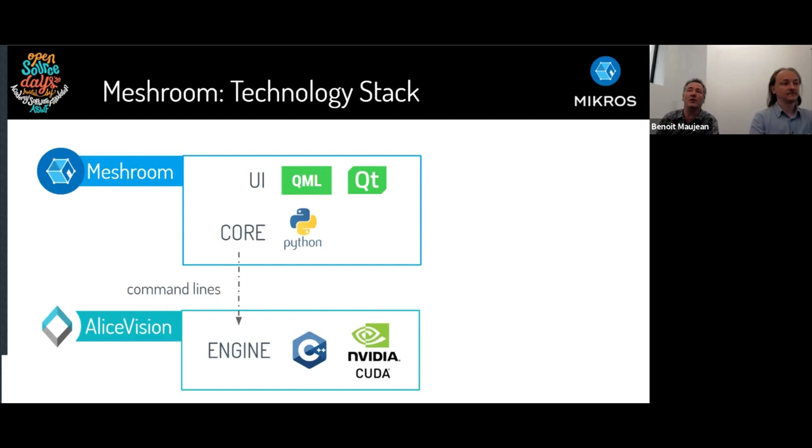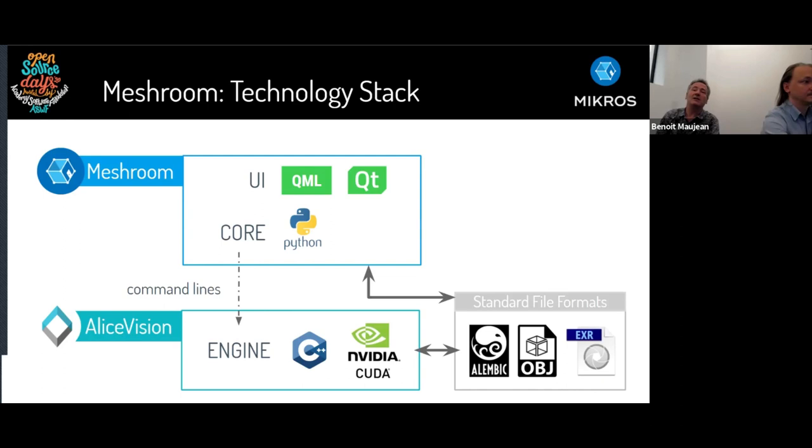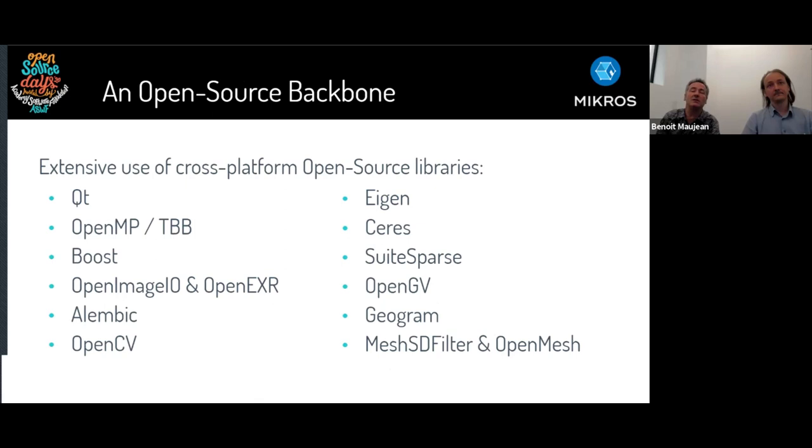We rely intensively on standard file formats like Alembic or OBJ for the 3D files and EXR for the 2D files. We have also built the backbone on other open source projects. This is a few of them that are being used within AliceVision. We have to mention on top of it the vcpkg initiative as well, which is not on this list.